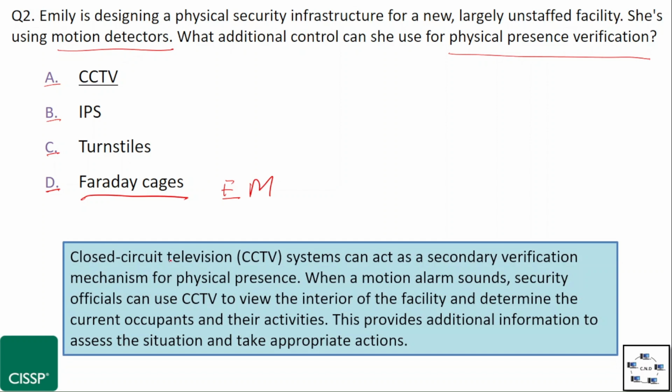So a closed circuit television or CCTV system can act as a secondary verification mechanism for physical presence. When a motion alarm sounds, security officials can use CCTV to view the interior of the facility and determine the current occupants and their activities. This provides additional information to assess the situation and take appropriate actions.